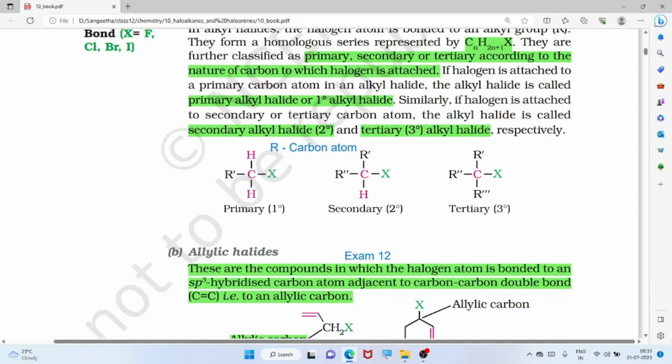See here, this halogen atom is connected to one carbon atom, which is connected to only one alkyl group, but here this carbon atom is connected to 2 alkyl groups, and this carbon atom is connected to 3, that is why tertiary.